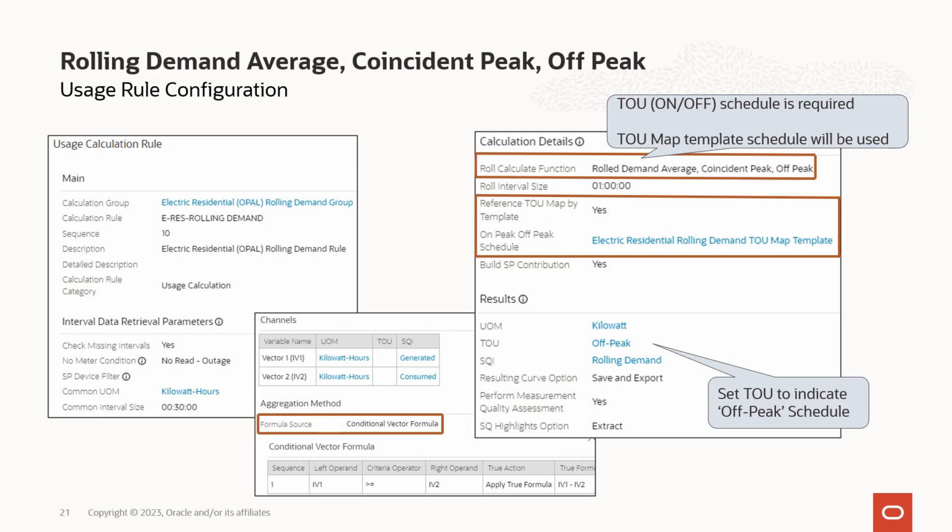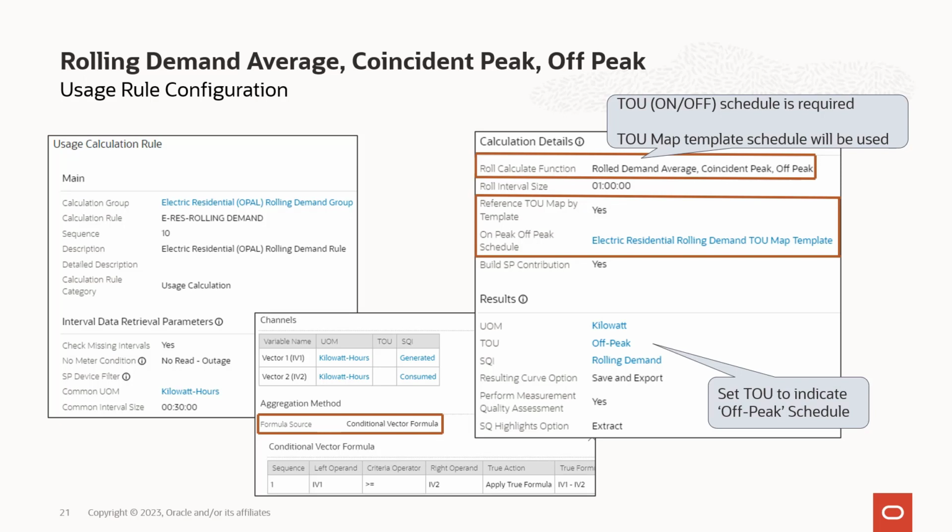Rolling demand average coincident peak of peak determines the average rolling demand based on coincident peak value during off-peak hours of all summarized measuring components. Select aggregation method as conditional vector formula and configure the vectors. Select calculate function as roll demand average coincident peak of peak.